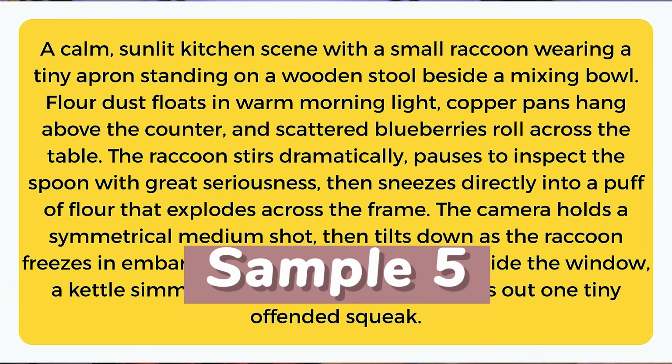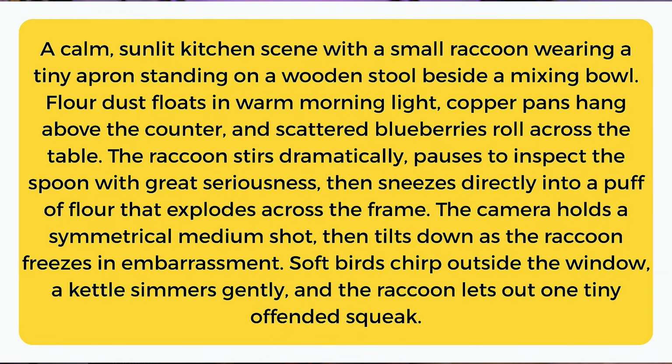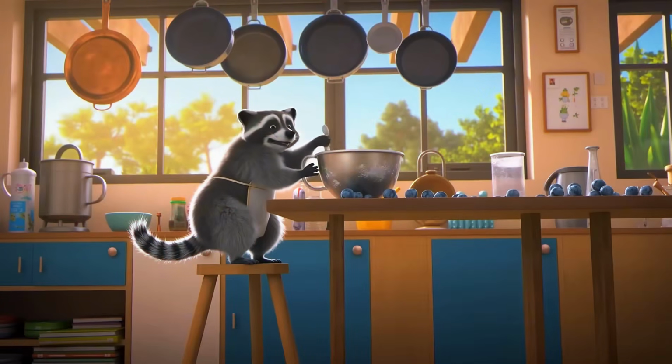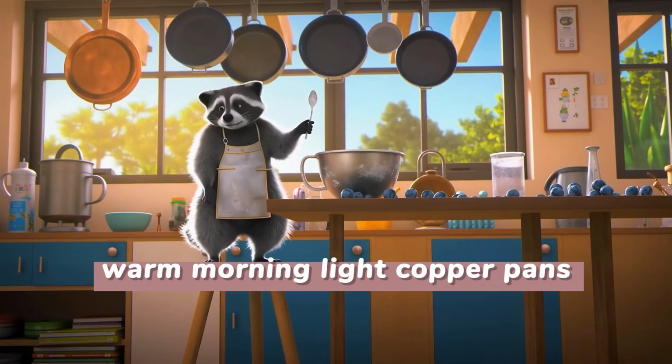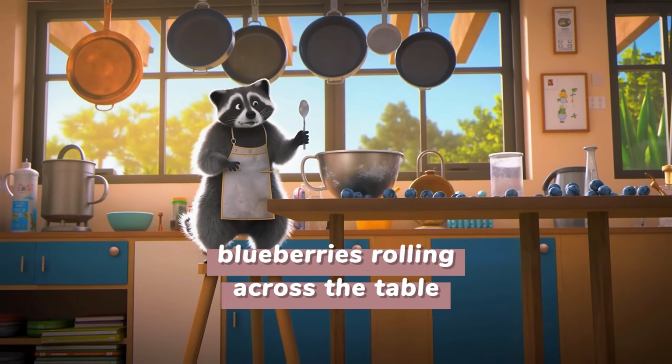Now sample 5, the comedic creature scene. A small raccoon in a tiny apron stands on a stool in a warm sunlit kitchen, stirring a mixing bowl with dramatic seriousness before sneezing into a cloud of flour. This sample works because comedy depends on setup, timing, and payoff. The setup is calm and visually charming. Warm morning light, copper pans, blueberries rolling across the table. The raccoon is already funny because of the contrast between animal behavior and human kitchen staging.